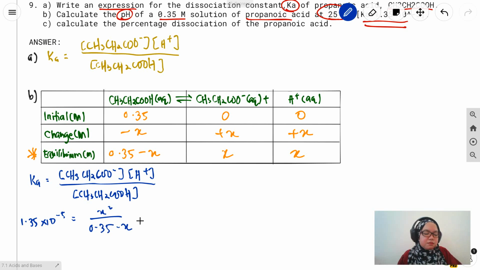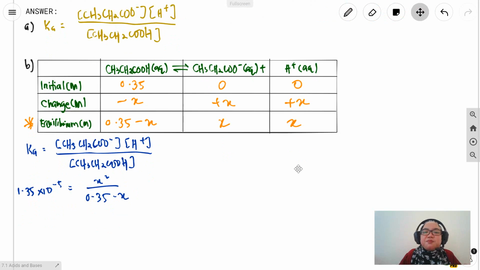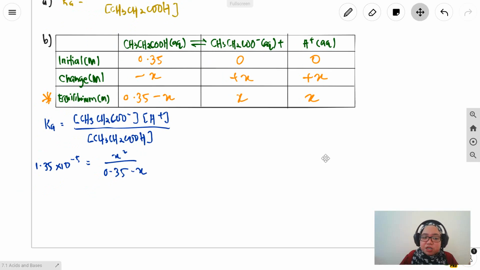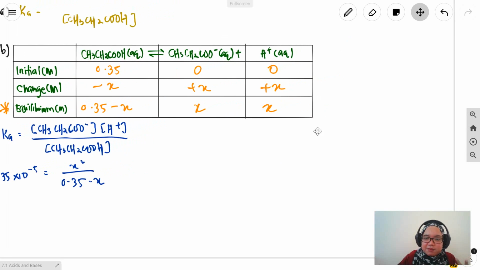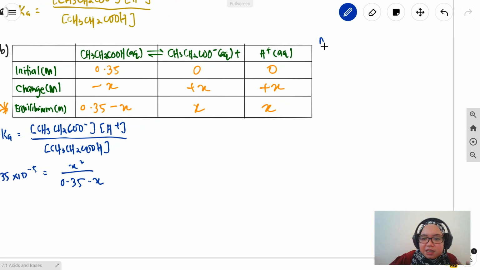So, disebabkan actually KA is very small for weak acid, we can use the approximation method. Okay, tapi ada syaratnya kan? Syaratnya ialah dia punya percentage of dissociation must be less than 5%. Baru kita boleh guna assumption. So, we need to find the 5% tu ada ke tak. Okay, macam mana? So, kita buat kat sini.